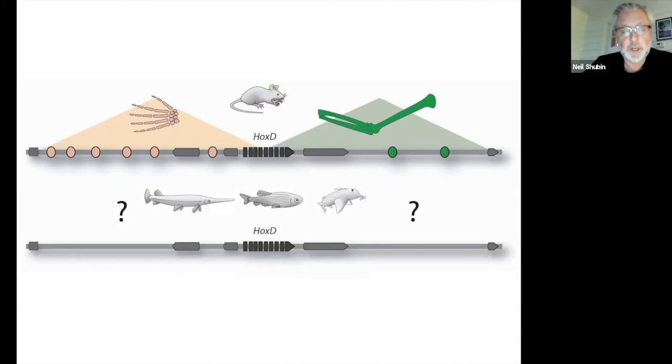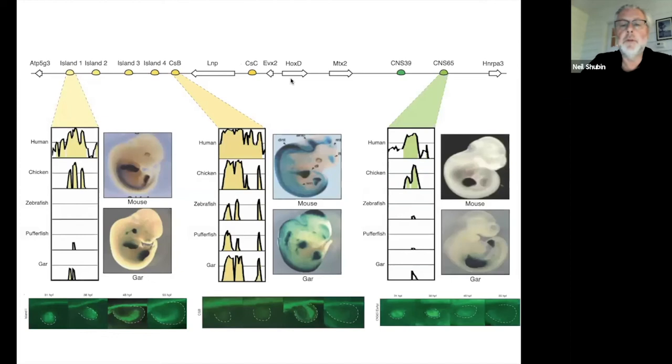Okay, the next slide is going to be kind of complicated, but the end result is the same. The answer is they do have these genes. And the answer is also we can swap the genes between a fish and a mouse and a mouse and a fish and they work the same. So here, for the aficionados, you have the Hox coding region here where my pointer is, the Hox D region. You have the green enhancers here.